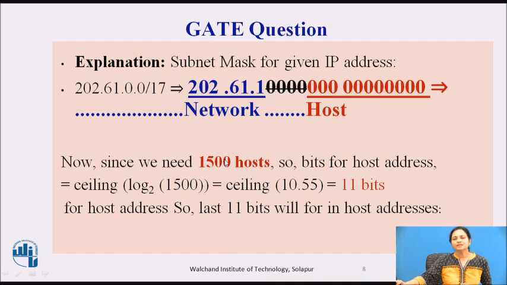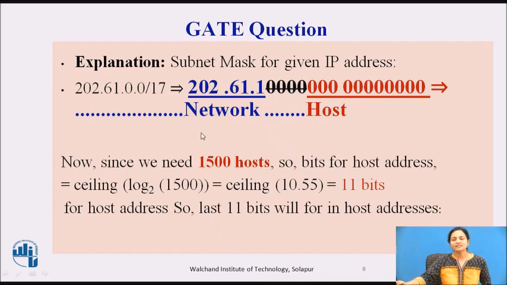Now since we need 1500 hosts, how many bits will be required from this side? We will see that log of 1500 is 10.55, that is 11 bits. So we can use these 11 bits: this 8, and we will take from this 9, 10, 11. So our host will be here and our network will be here.